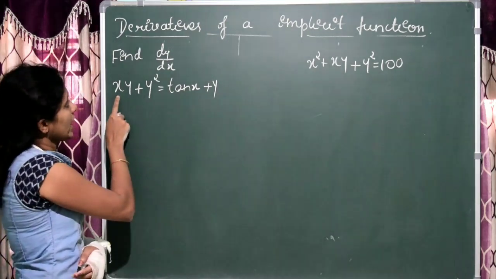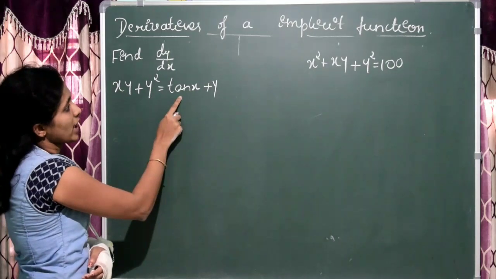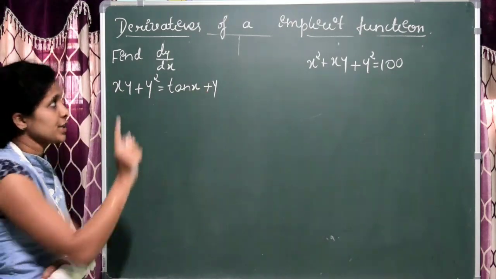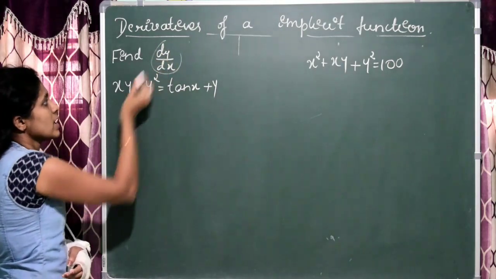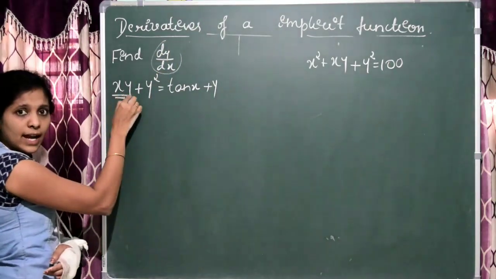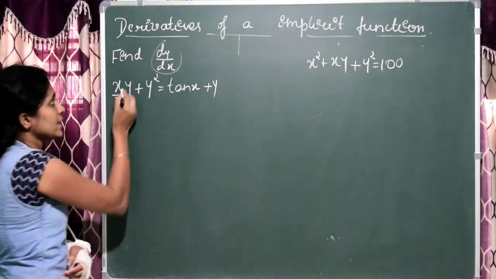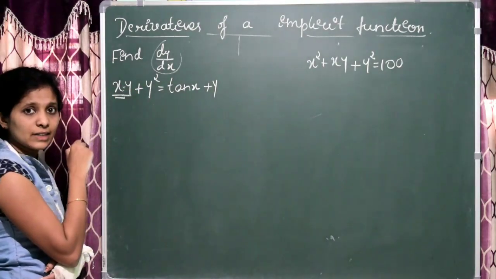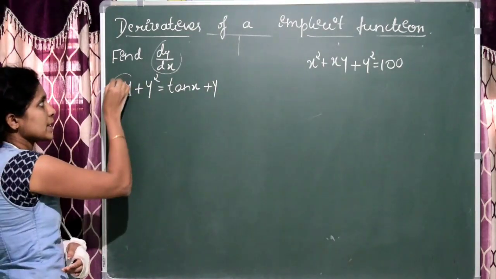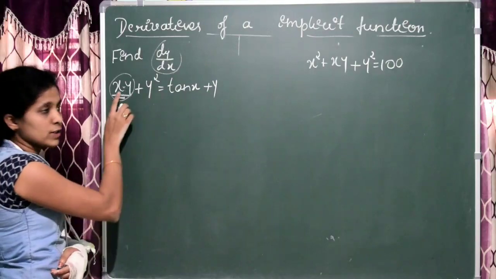See here what is given, xy plus y square is equal to tan x plus y. So you have to find the derivative of this function with respect to x. See this function here, x and y, two variables are there, and here in between product is there, right? Directly we can't solve this one. You have to apply the product rule for x and y. First we'll do this one.